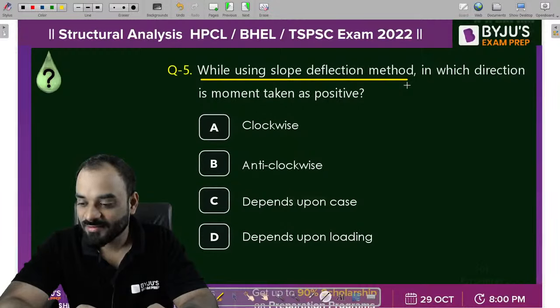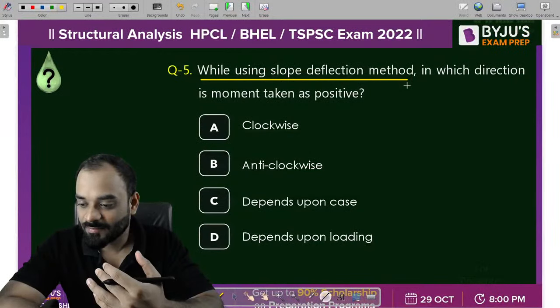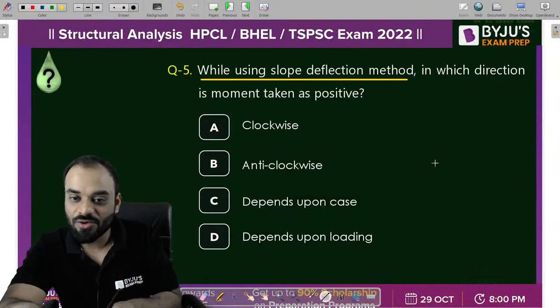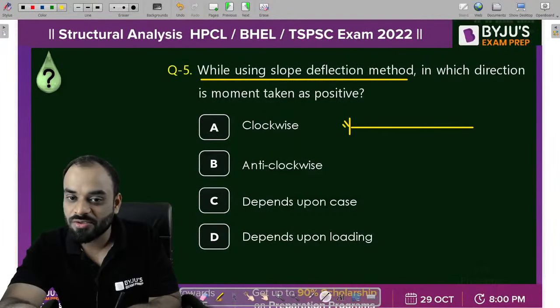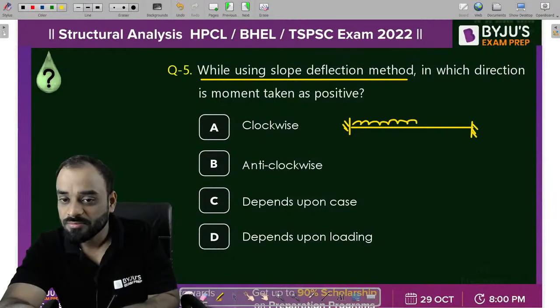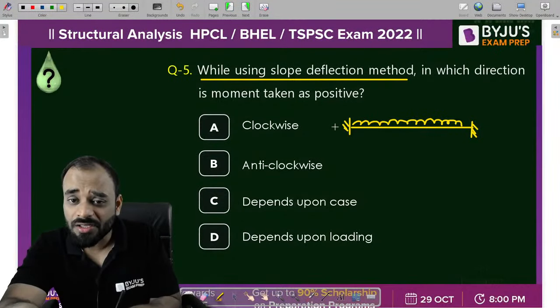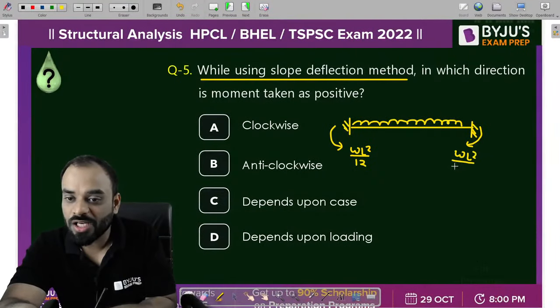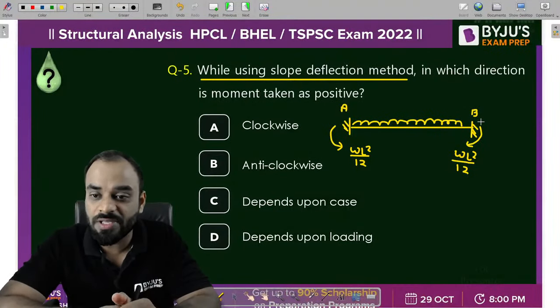Tell me, guys. It should be A or it should be B. Some are saying B, some are saying A. Anyone who can tell me, do you remember? Let us suppose we have two ends as fixed ends, and let us suppose this is our UDL. Do you remember what is the value of the fixed end moment? Can I say that it is WL square by 12, and this is also WL square by 12? Now, which value is positive, which value is negative? At end A, is it positive, or at end B?